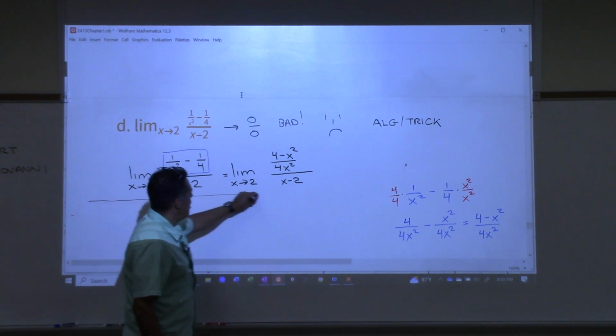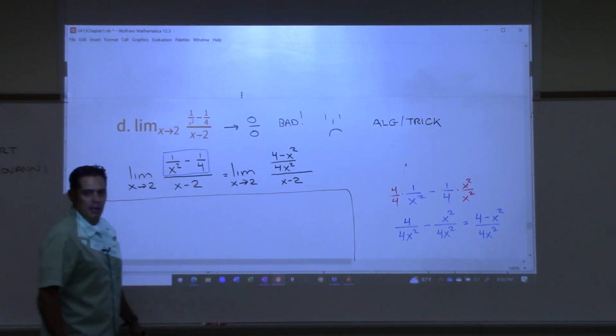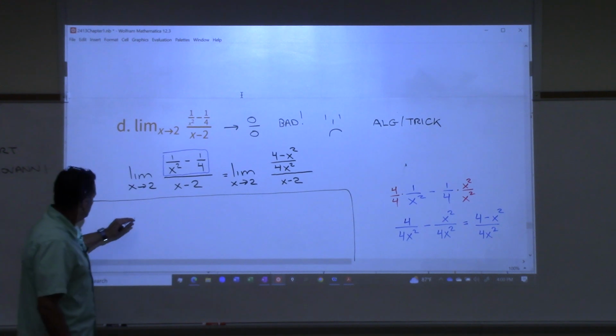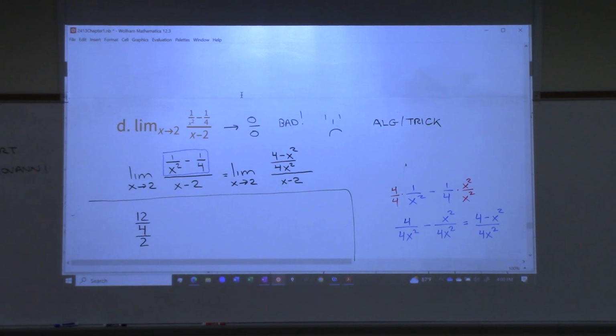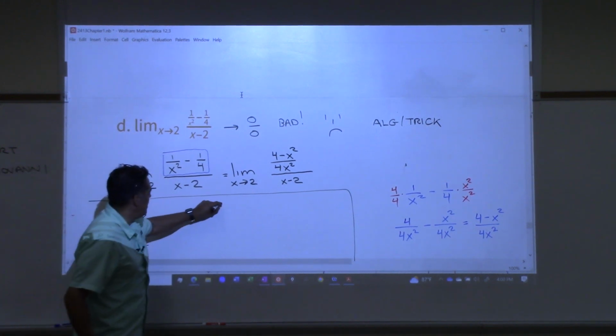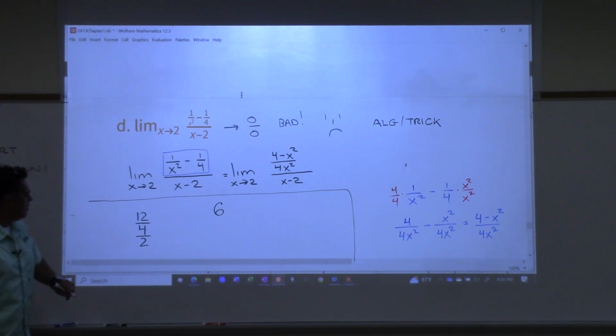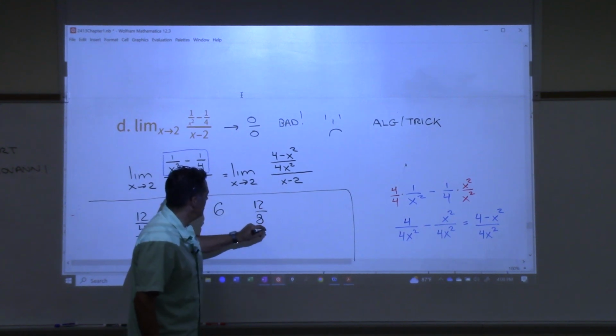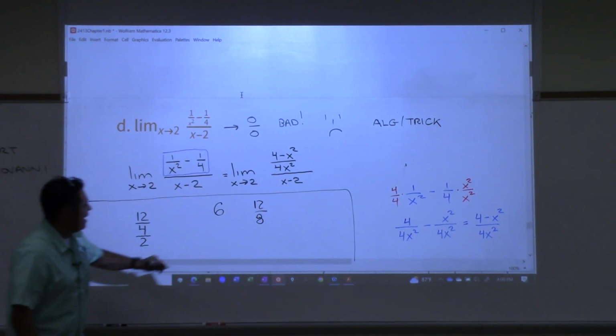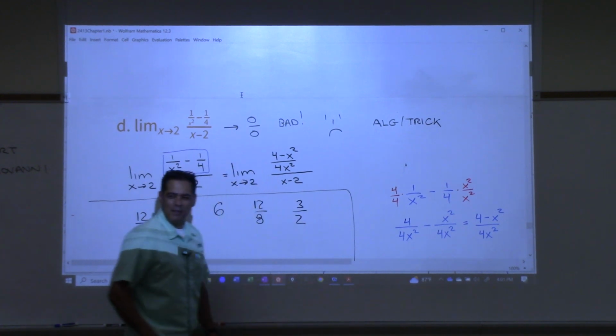I want to take another quick pause here. I'm going to write something on the board. I want you all to tell me what you think of this. What is that? I heard 6. So one person said 6, and then I heard what else? 12 over 8. Any others? 3 halves. Okay, let's see if I can figure out how y'all are getting these.